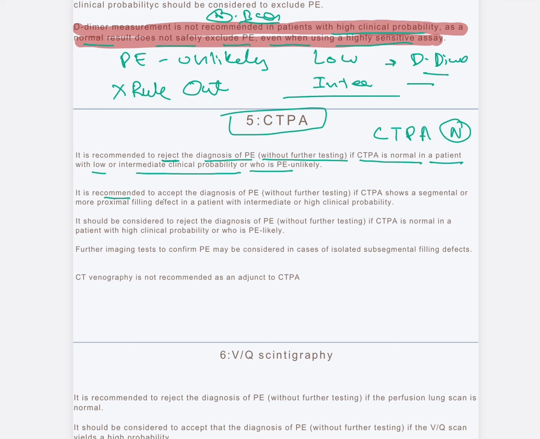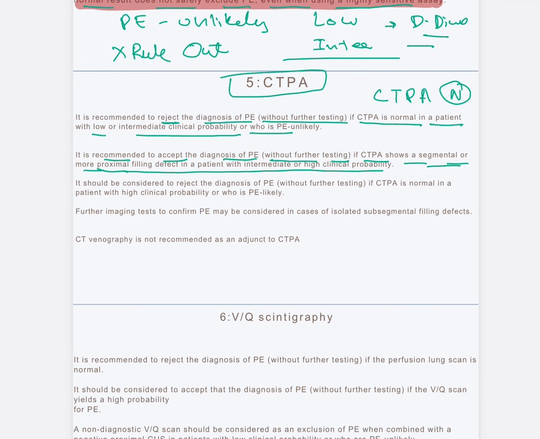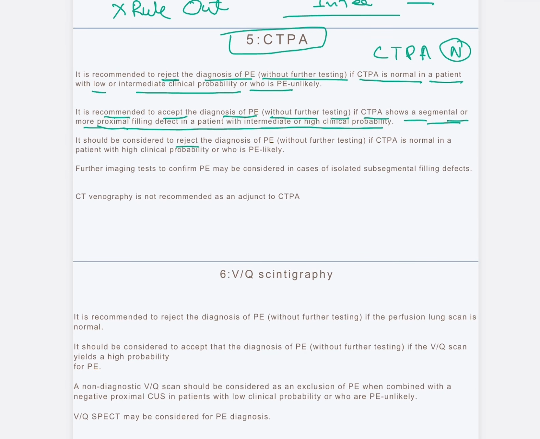It is recommended to accept the diagnosis of pulmonary embolism without further testing if CTPA shows a segmental or more proximal filling defect in a patient with intermediate or higher clinical probability. If CTPA shows a segmental or more proximal filling defect, you can safely say that this is pulmonary embolism.